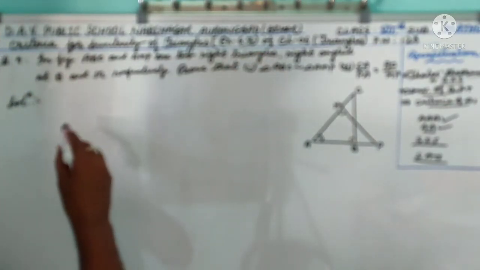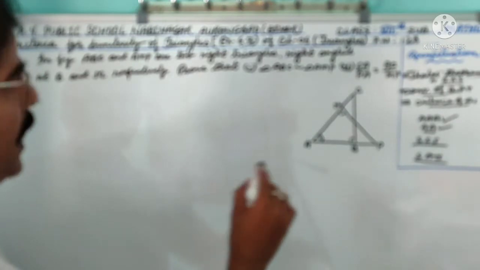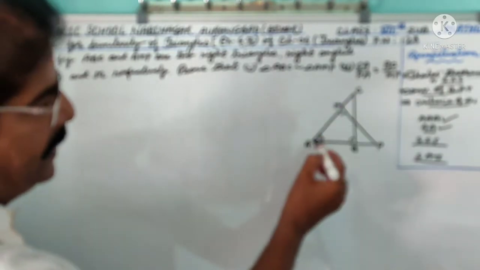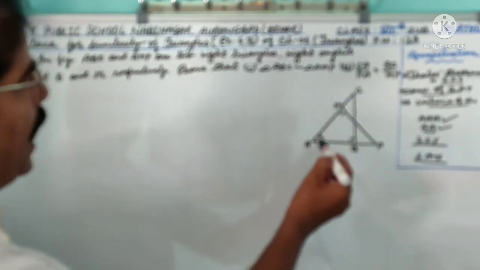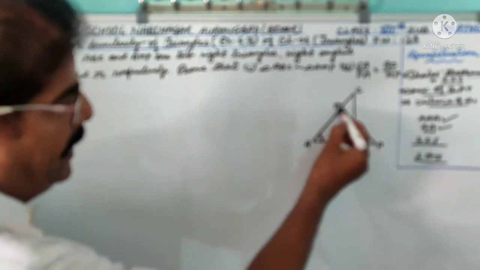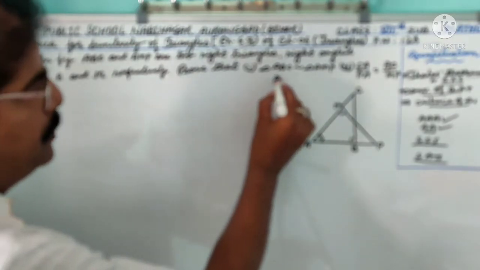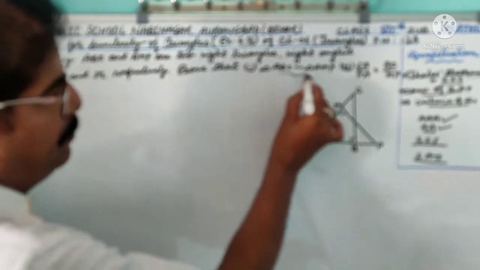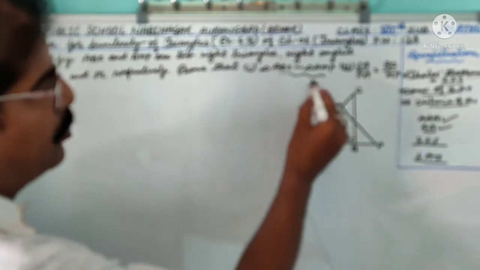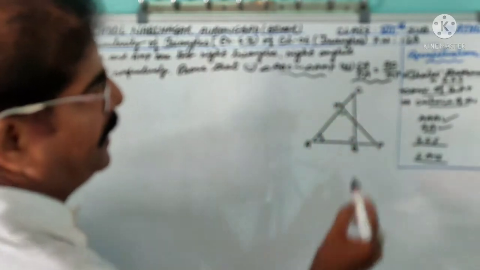Your question 9 is: in the given figure, ABC and AMP are two right triangles, right angled at B and M respectively. Prove that triangle ABC is similar to triangle AMP and CA by PA equals BC by MP.